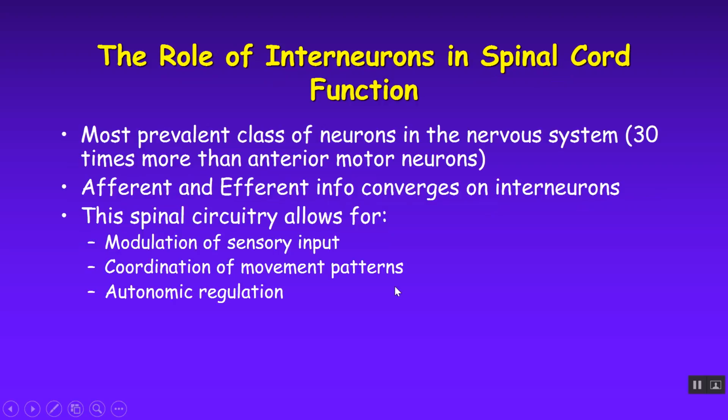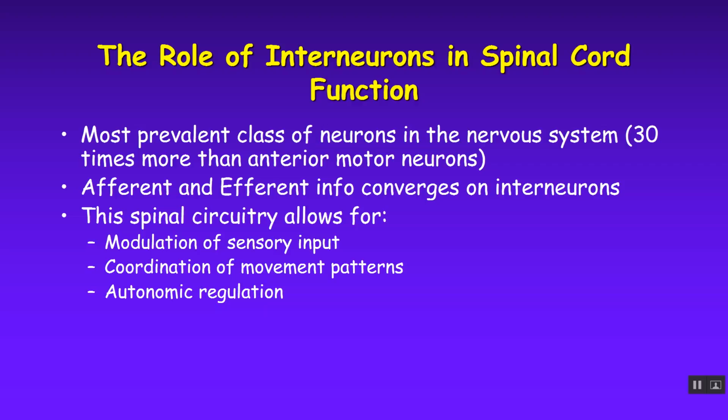The role of interneurons. We always forget to keep reminding ourselves about these interneurons. They are much more prevalent than any of the other neurons we've talked about. So the interneurons are incredibly important for modulating overall activity. They're the most prevalent class of neuron in the nervous system. You've got 30 times more interneurons in the spinal cord than you do anterior horn cells, okay?